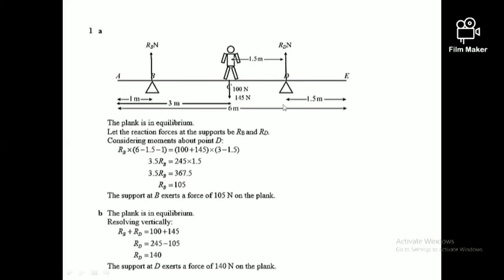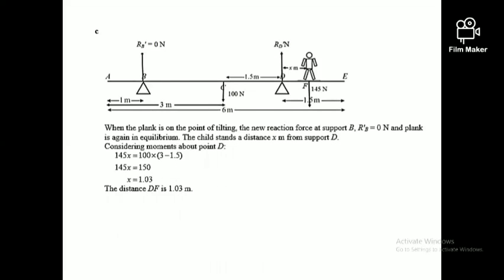Length from here to here: we know that the total length is 6. If you subtract 2.5 from 6, then from here it will be 3.5. So you can write 3.5 into RD equals 2 into 245. If you use that technique, you get the same answer. That is the way of solving the first question, right?